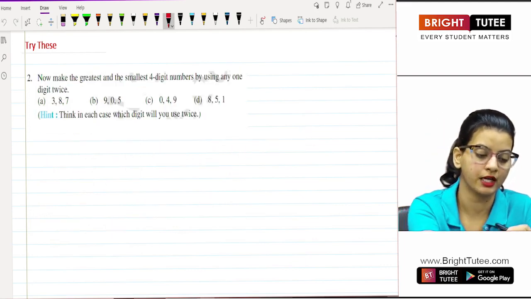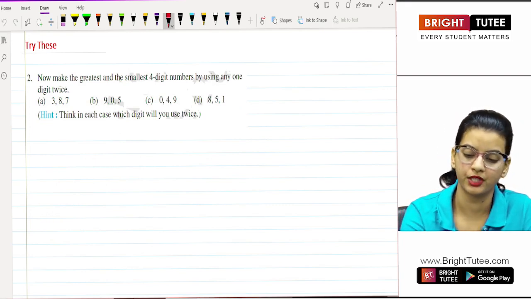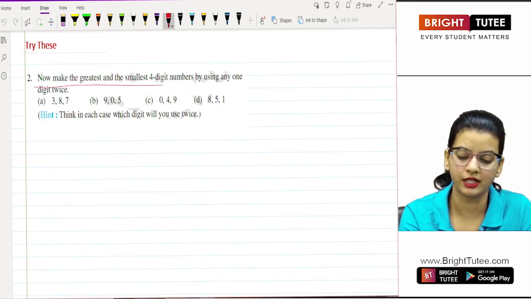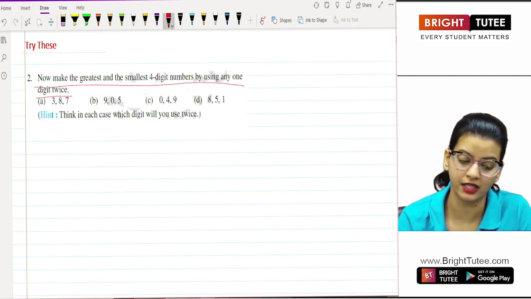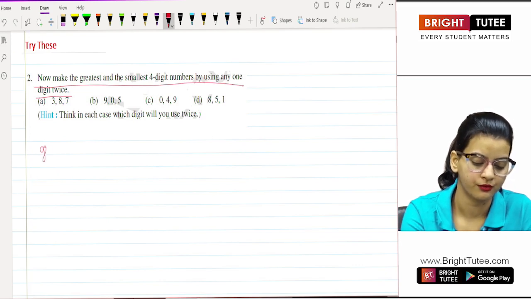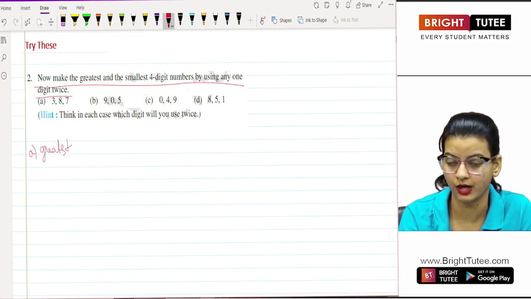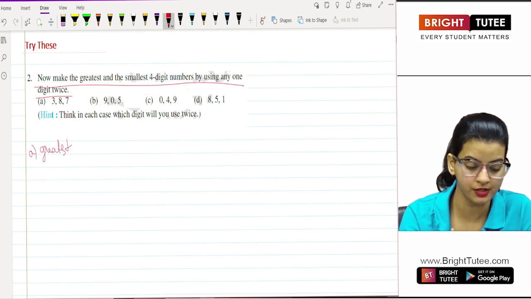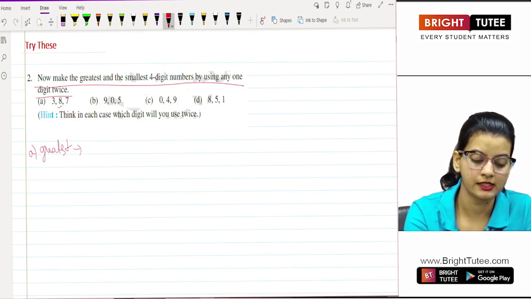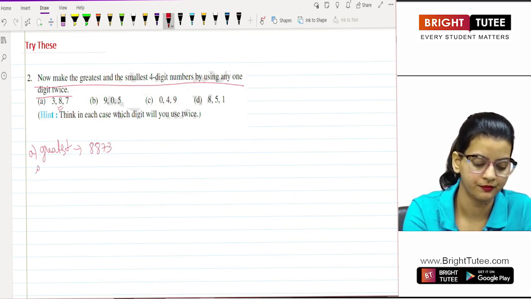Alright, moving ahead. We'll come to the next Try These question. Now make the greatest and the smallest numbers by using any one digit twice. In the first case, the greatest: if we are using one digit twice, then in order to make the greatest number, we are going to use the greatest digit twice. Here 8 is the greatest, so we are going to use 8, 8, 7 and 3.